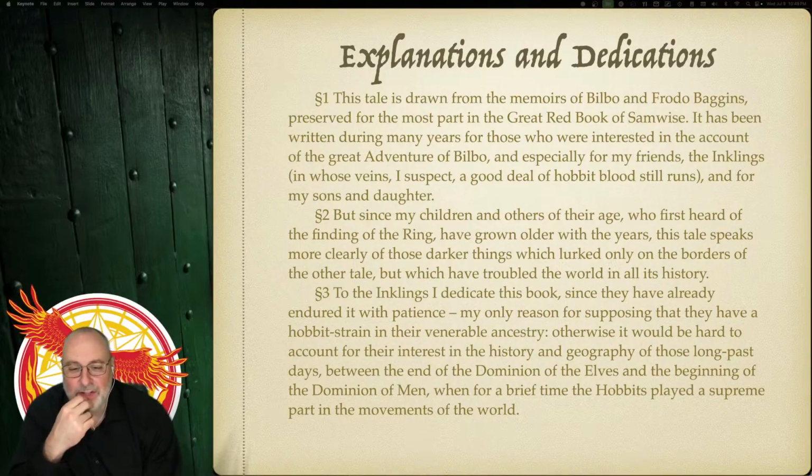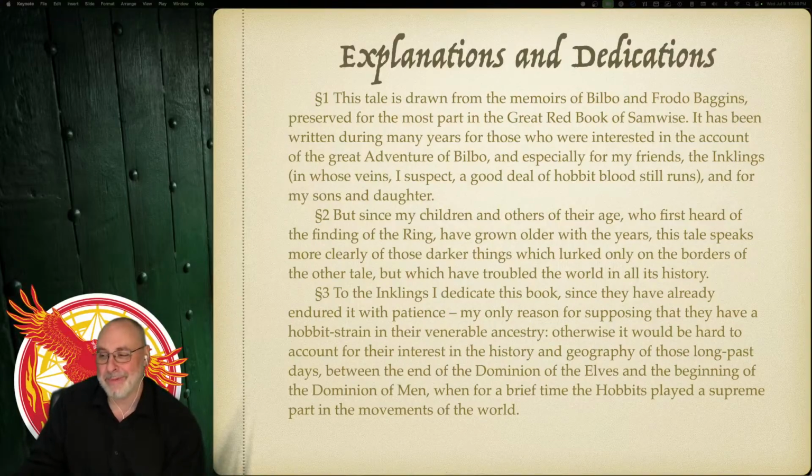By the way, I also just love that phrase. When for a brief time, the hobbits played a supreme part in the movements of the world. A supreme part, huh? That's kind of fun.